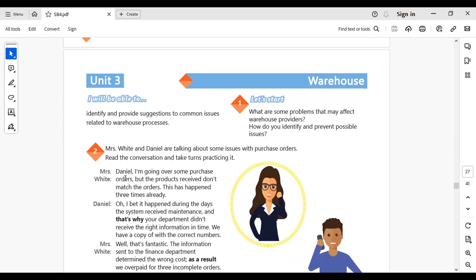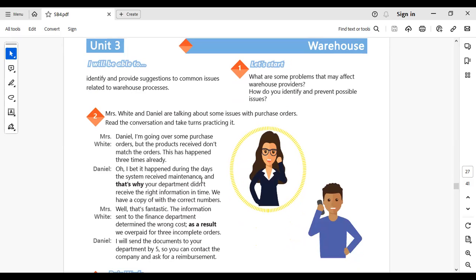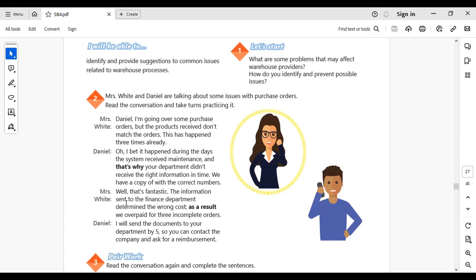Daniel. So Mrs. White says, Daniel, I'm going over some purchase orders, but the products received don't match the orders. This has happened 3 times already. Oh my God, Daniel. Oh, I bet it happened during the days the system received maintenance. And that's why your department didn't receive the right information in time. We have a copy of the correct numbers. Well, that's fantastic. The information sent to the finance department determined the wrong cost. As a result, we overpay for 3 incomplete orders. I will send the documents to your department by 5, so you can contact the company and ask for the reimbursement. Oh my God. Okay.